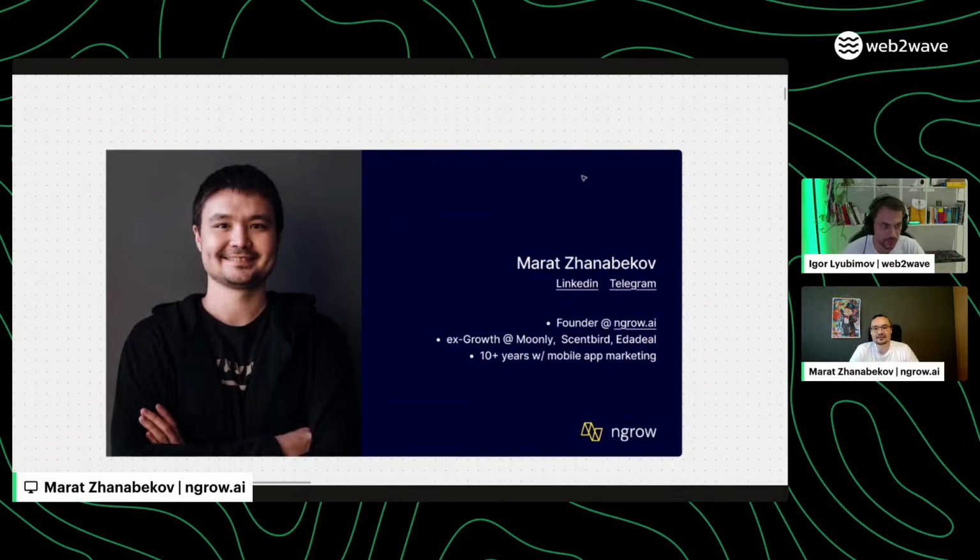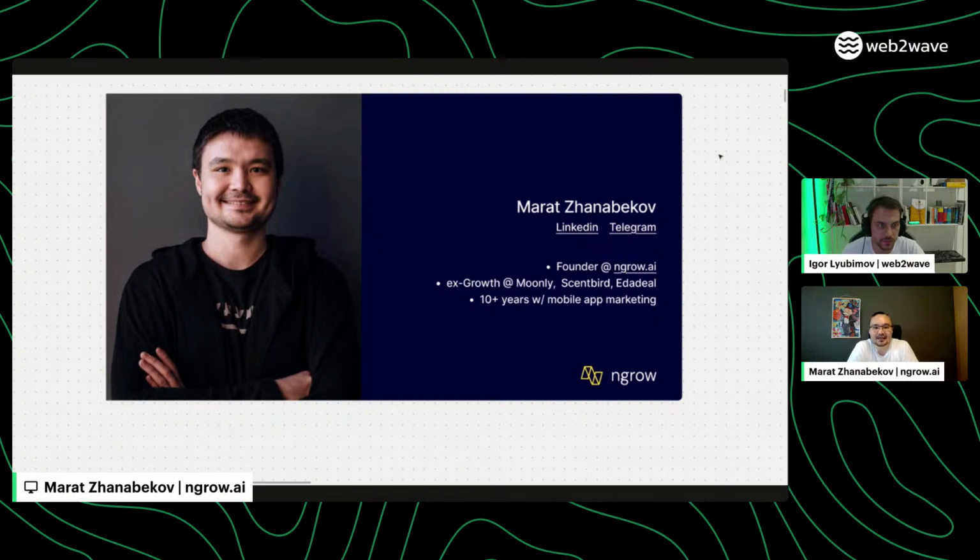So first of all, who am I? My name is Marat. I'm CTO and founder of Engrow. We're building an AI CRM tool for sending emails and push notifications for both mobile apps and websites. We're primarily focused now on Web2App funnels. That's why I'm here, and that's why I will give you a quick glimpse on how to start to send emails if you're not already.